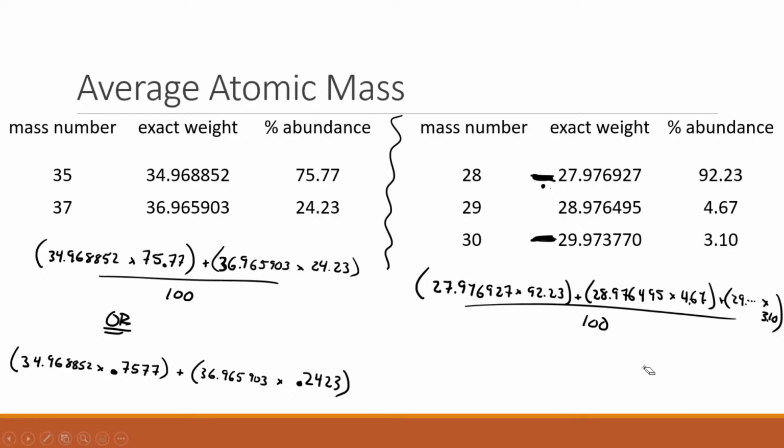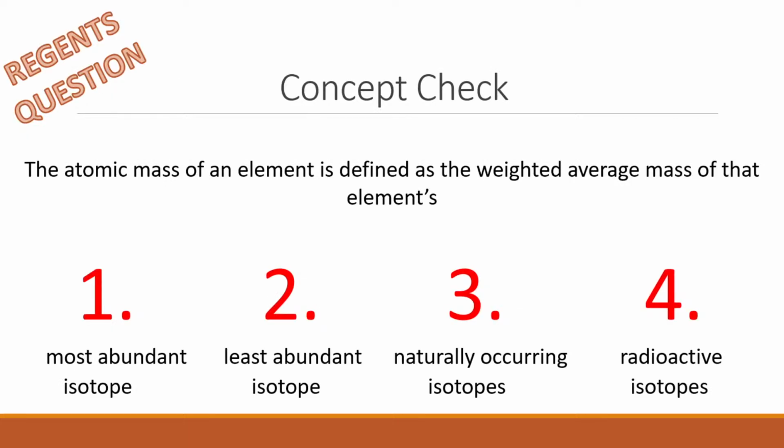To wrap us up for today, let's try one more multiple choice problem. We're taking the atomic mass. What are we averaging? The most common isotope, the least common isotope, all of the naturally occurring isotopes, or the radioactive isotopes?